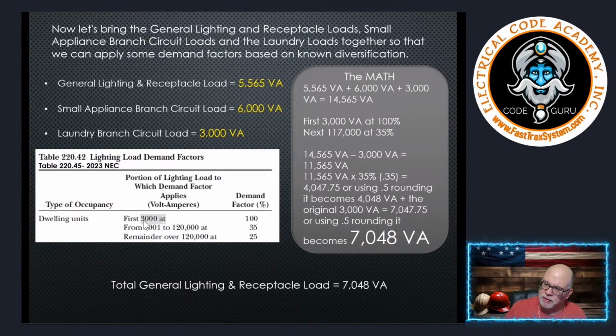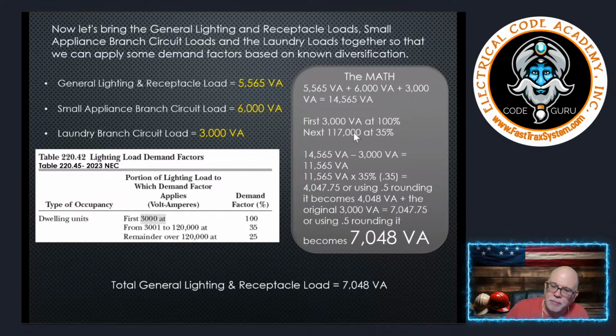And so here you see it says the first 3,000 at 100%. So we know that of that 14,565, at least 3,000 of it is 100%. So we're going to take that 3,000, we're going to set it aside, right? Now, from 3,001 up to 120,000, which our dwelling falls well below, so it falls right in there, we're going to take that remainder at 35%. Now, if you were doing this massive house and you had any additional VA that was over 120,000, then you're able to reduce that by 25%. So you stack them, and it's really going to give you a good demand factor for these dwellings. But in our case, we only have the first 3,000 at 100%, and then from 3,001 up to 120,000. We're going to fall in the 35% factor.